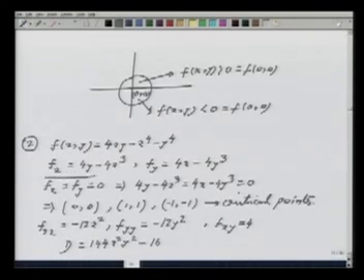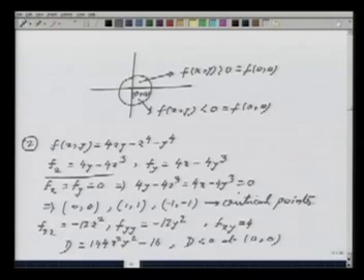See, fx is 4y minus 4x cube. So what is fxy? I have to differentiate it with respect to y. What I get is 4. But in d what appears is fxy square. So I get 16. Now I will check. Now at 0, 0, this d is certainly less than 0 at 0, 0. So this implies the point 0, 0 is a saddle point.